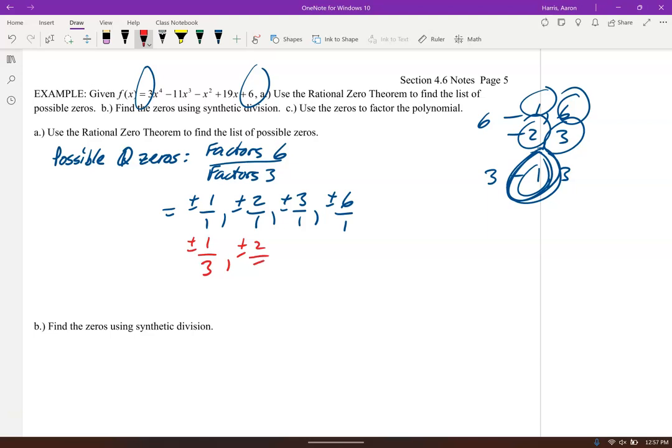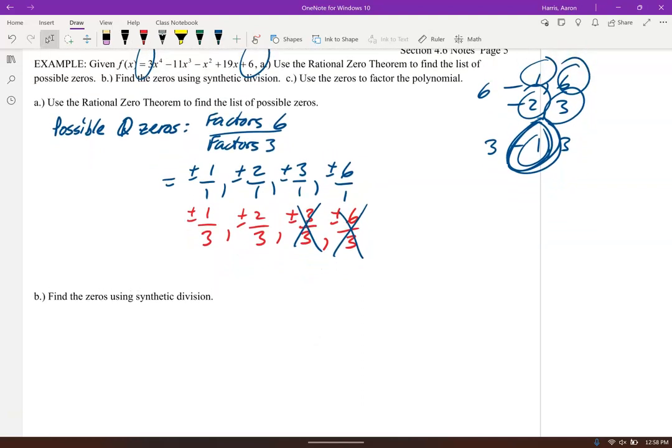Next factor is 6 over 3. I do need to check and make sure, do I have any repeats here? 6 over 3 is 2, right? I already listed 2. 3 over 3 is 1. I've already listed 1. So it looks like I only have 12 potential rational zeros here.